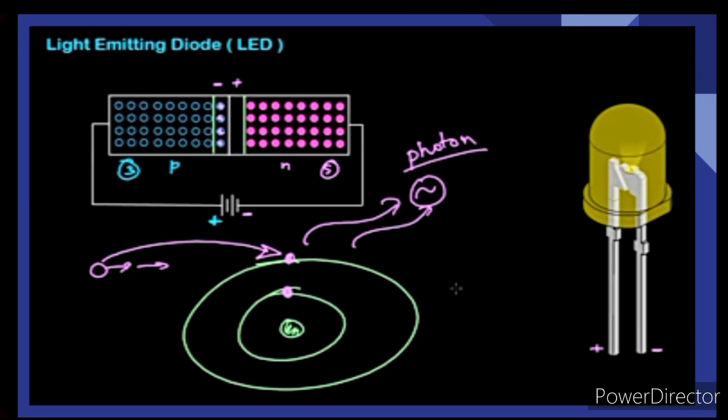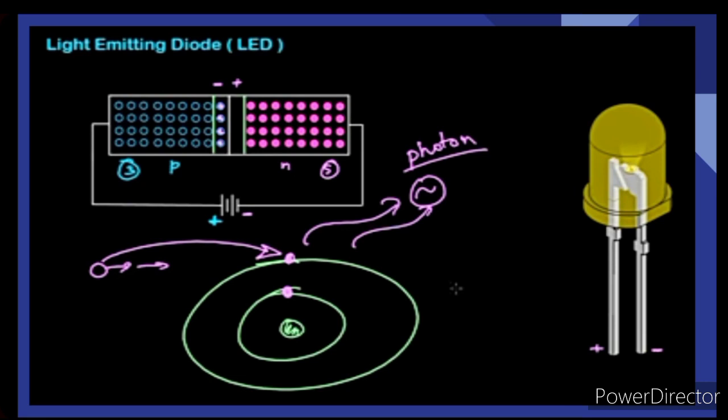How does a light emitting diode or LED work? A light emitting diode works only in forward bias condition. When the LED is forward biased, the free electrons from the N side and the holes from the P side are pushed toward the junction.